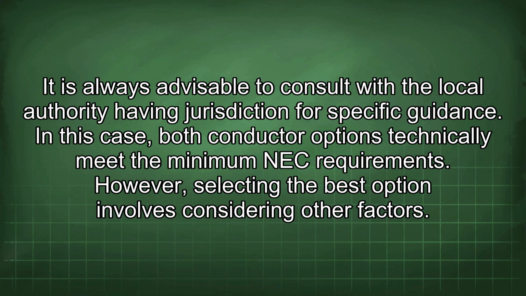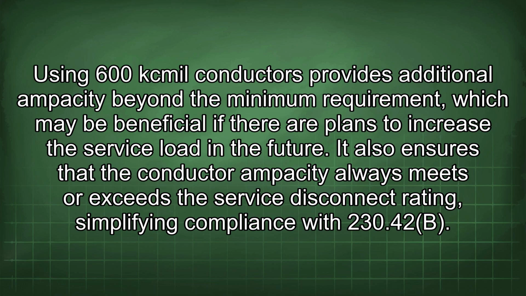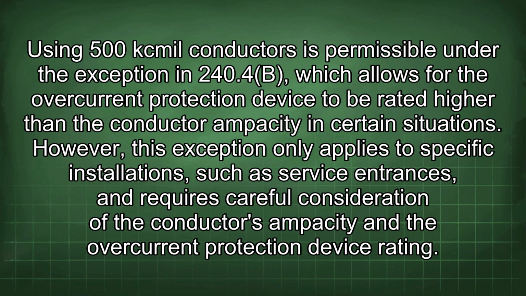In this case, both conductor options technically meet the minimum NEC requirements. However, selecting the best option involves considering other factors. Using 600 kcmil conductors provides additional ampacity beyond the minimum requirement, which may be beneficial if there are plans to increase the service load in the future. It also ensures that the conductor ampacity always meets or exceeds the service disconnect rating, simplifying compliance with 230.42(b).